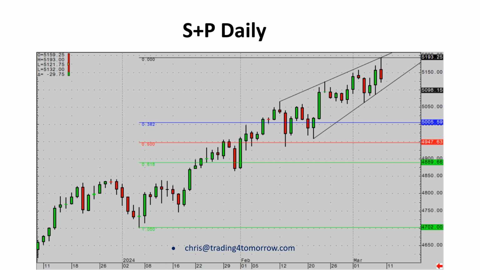On the S&P daily, here I have resistance at 51.93 and support at 50.98. Again, I've added the fibs on there. They're not in play at the moment, but if markets do take a little bit of a downturn, it will give you a little bit of insight into where you can expect the investors to start to want to pick up any bargains that they feel are around.